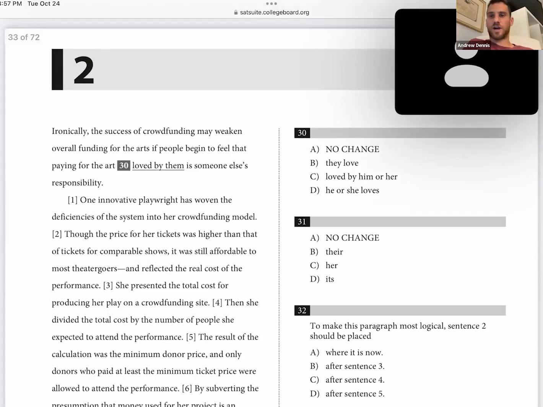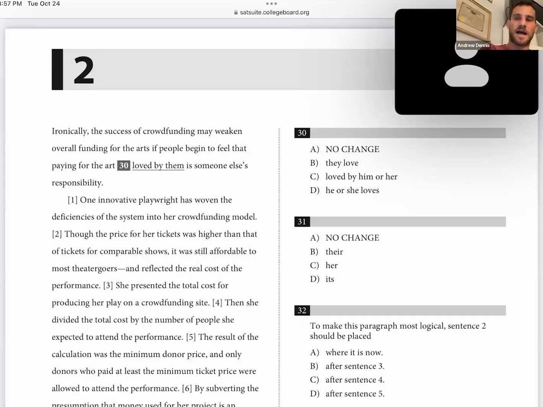Ironically, the success of crowdfunding may weaken overall funding for the arts if people begin to feel that paying for the art loved by them is someone else's responsibility. Loved by them, paying for the art they love, paying for the art loved by him or her, or paying for the art he or she loves. They love. Yeah, they love. It's the most concise. Paying for the art they love.